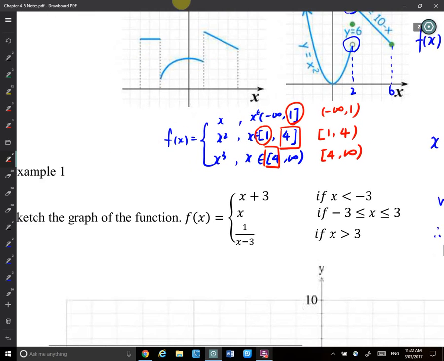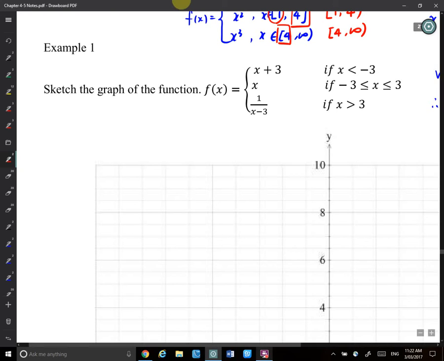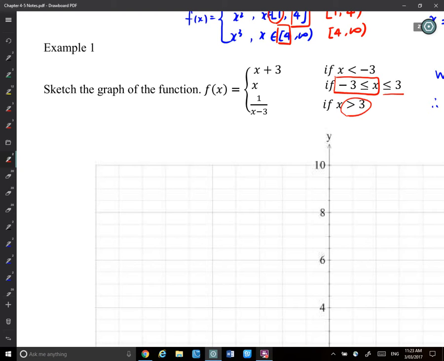Okay, let's have a look at the examples. In this example there are 3 rules, and I have -3 excluded from the first one, but I have included it in the second one. The 3 belongs to the second one, but it's excluded from the third one, which means that's a correct piecewise function. There's no problem with that.